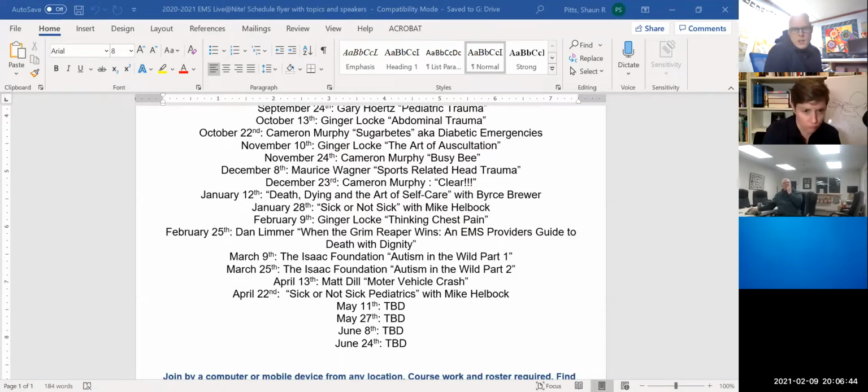And then just to give everyone an update on what is coming up. This is the most updated version of our schedule. I was waiting to get some confirmation. The biggest one is Dan Limmer will be joining us. I know Ginger's very familiar with him. I think he joined you on a podcast. That guy's super smart. He's on February 25th. He has a presentation called When the Grim Reaper Wins, an EMS provider's guide to death with dignity. It was a topic he picked. I guess it's something he really enjoys speaking about.